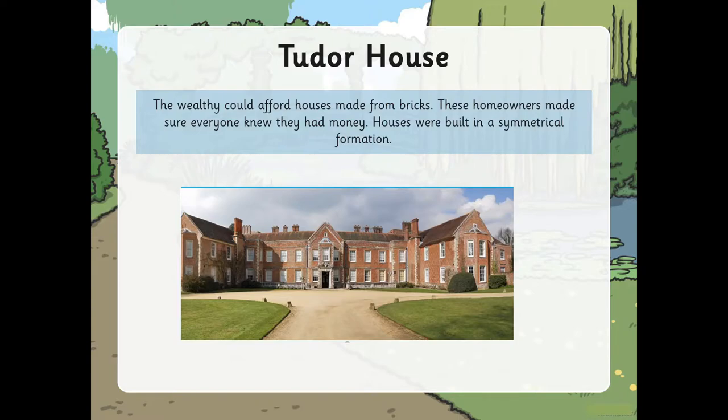This is an example of a Tudor house that belonged to a very wealthy person, just like Claude Monet's house. The wealthy could afford houses made from bricks. These homeowners made such everyone knew they had money. Houses were built in a symmetrical formation. How's this house similar to the house of Claude Monet? Yes, that's right. It's made of bricks and it's got a symmetrical formation, which signifies houses of the wealthy.